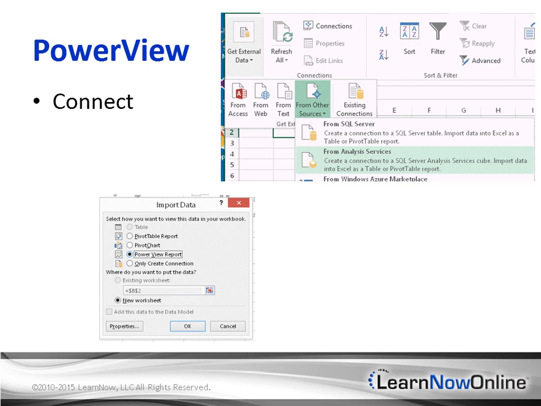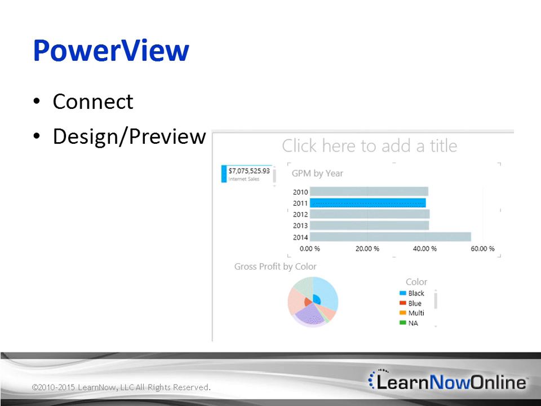PowerView connects in this example through the Data ribbon in Excel. While in Excel, you can connect to a tabular model through this Data ribbon. Then, when prompted with the Import Data dialog, you will select the Power View report rather than a pivot table, and then it launches the Power View Designer and Preview mode. Again, the Design and Preview are together, and this interactive tool has many graphs and table styles.